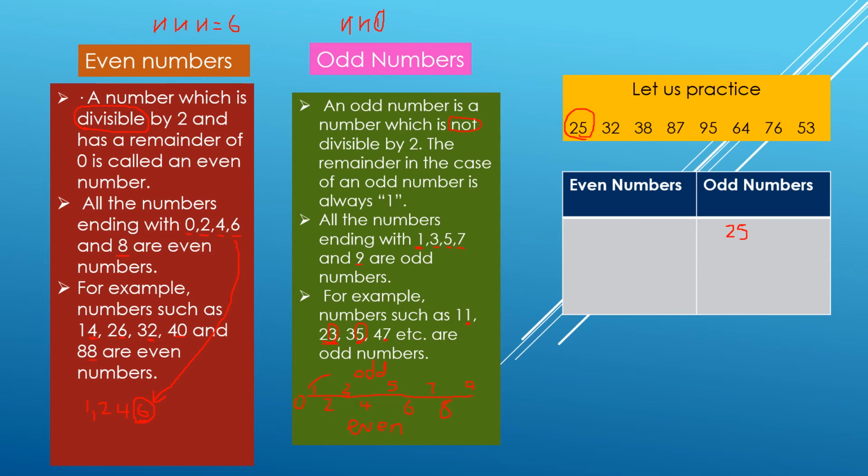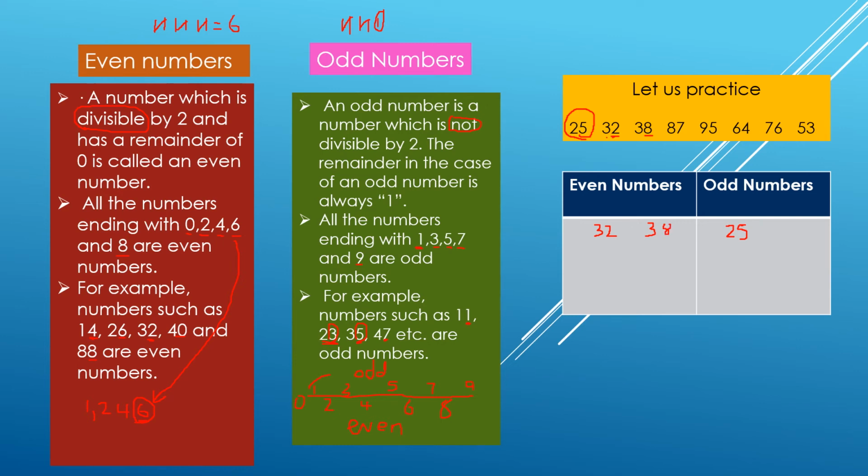32. So I just look at the ending. 32, 2. Where's the 2? Here is the 2. So 32 is an even number. The 8, ending with an 8. 8 is here. So 38 is also an even number.